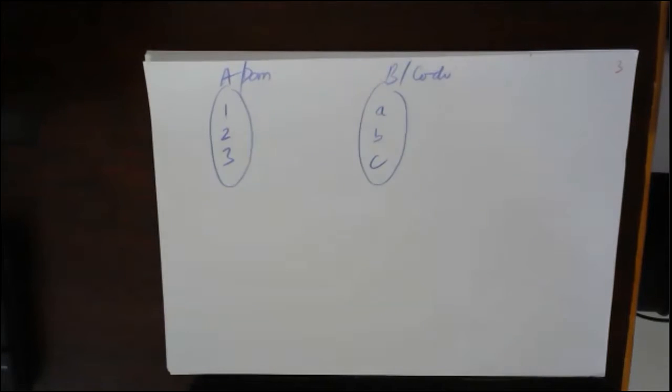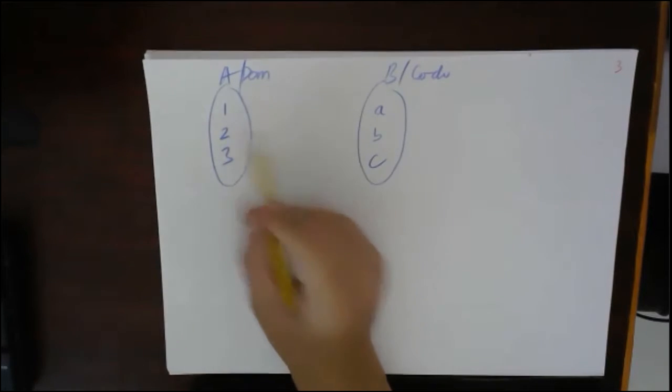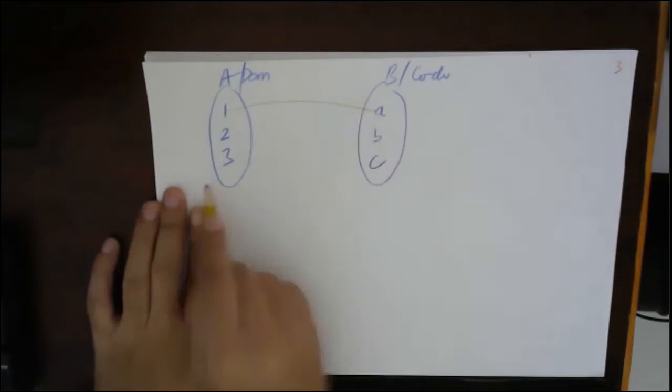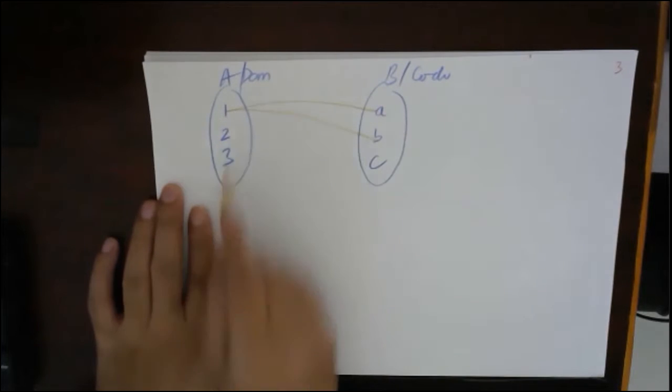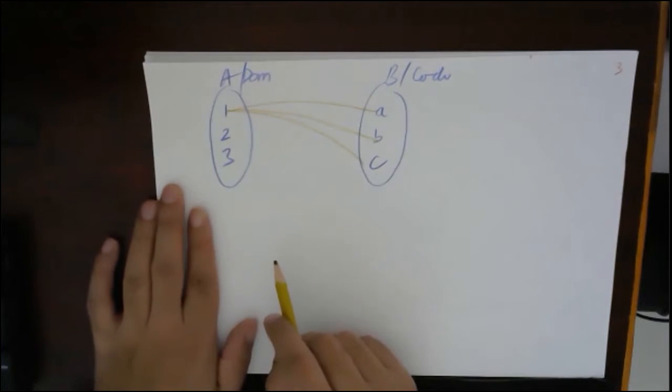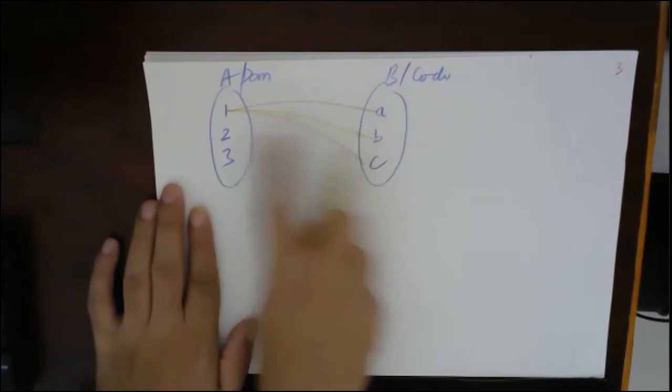What will you say? Sir, total number. And if I ask you, how will you find 9? Yes, correct. So you'll say, sir, this is very simple. I will start with 1. I will start linking 1 with A, 1 with B, 1 with C.